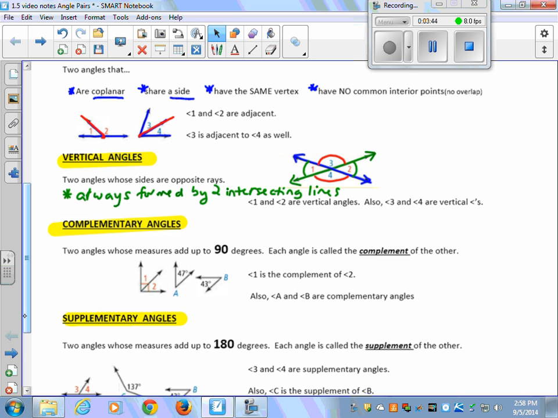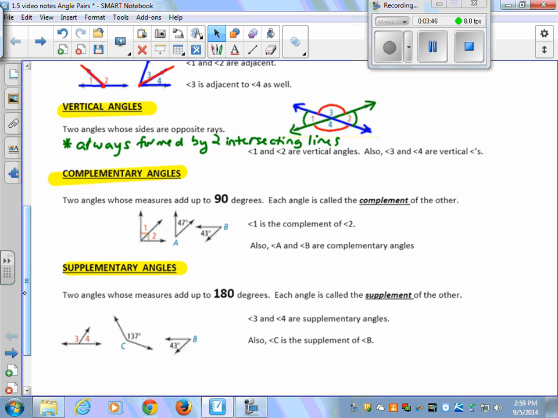Okay, complementary angles. Complementary are two angles whose measures add up to 90 degrees. Each angle is called the complement of the other angle. So complementary angles do not have to be right next to each other. They do not even have to be on the same page. One could be in our classroom and one could be in a classroom in France, and they're still complementary angles if they add up to 90 degrees.